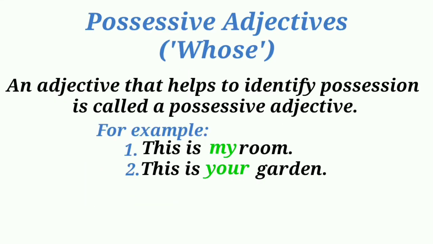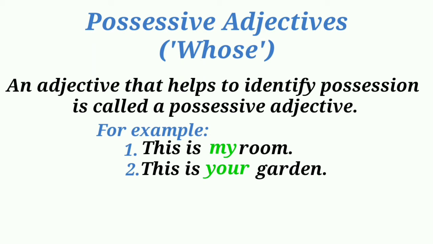Possessive adjectives. An adjective that shows possession or belonging is called a possessive adjective. Possessive adjectives answer the question whose, and possessive adjectives are always used before nouns. Possessive adjectives indicate that a particular thing or person belongs to somebody or something. So, an adjective that helps to identify possession is called a possessive adjective.